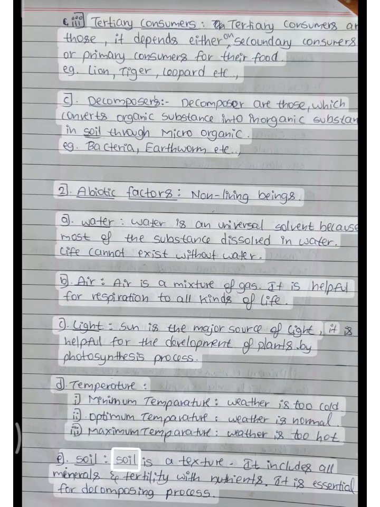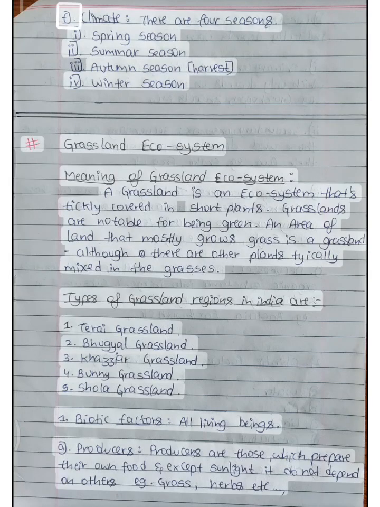E. Soil. Soil is a texture. It includes all minerals and fertility with nutrients. It is essential for the decomposing process. F. Climate. There are 4 seasons. 1. Spring season. 2. Summer season. 3. Autumn season. 4. Winter season.